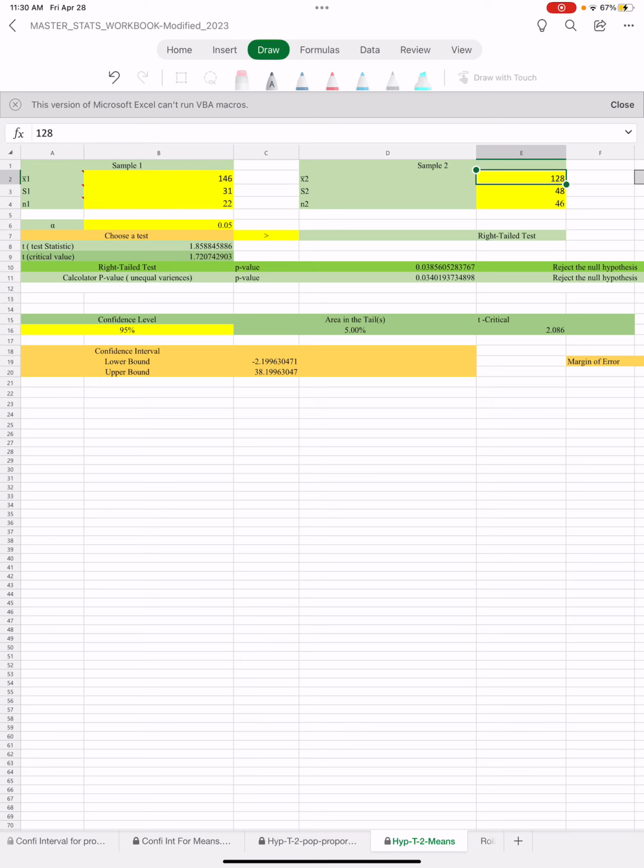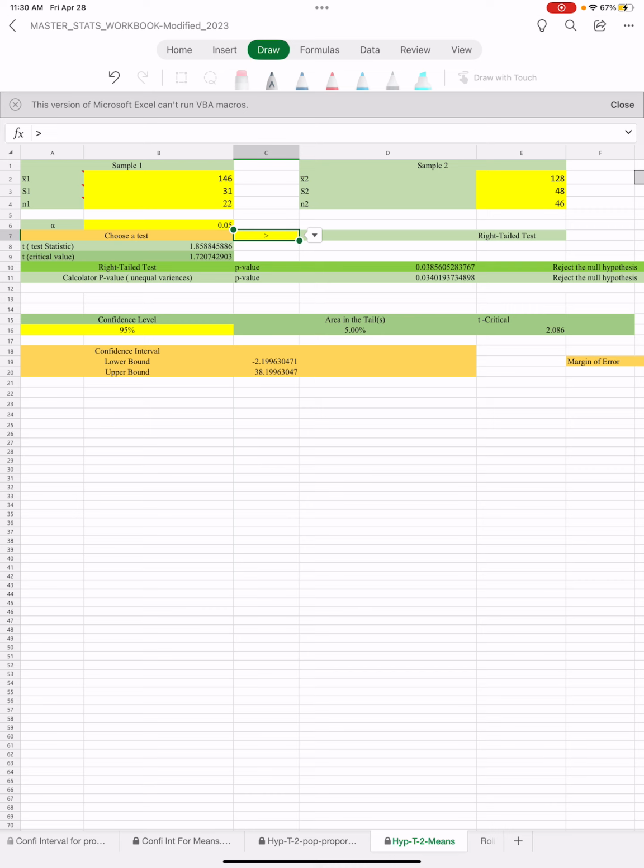Sample 2, we're going to work with weekdays. The average is 128 X bar. The standard deviation is $48. And the sample size is 46 weekdays. And then alpha is equal to 0.05. That is the significance level. And the type of test is the right tail test, which is greater than. So I'm going to choose greater than here.